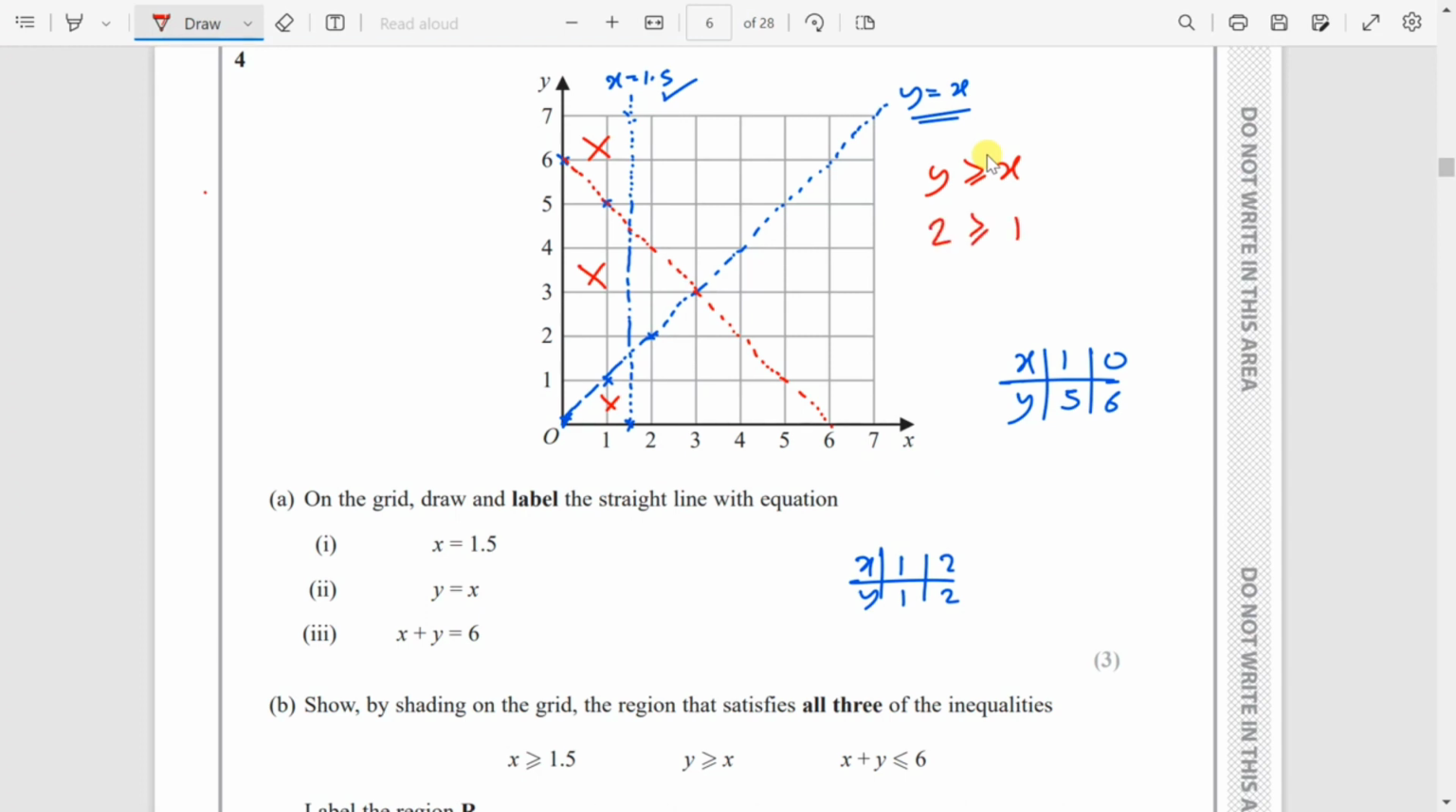So let's say 2. And this is true. So you need something that's true. So that means our first coordinate could be 1, 2. That is a true statement. So where's 1, 2? 1, 2 is here.